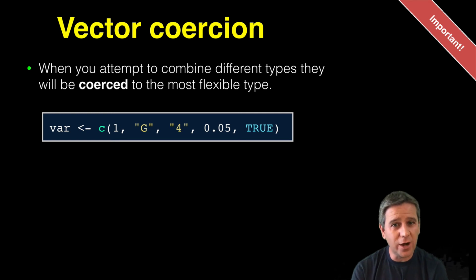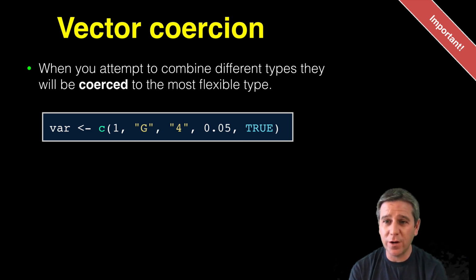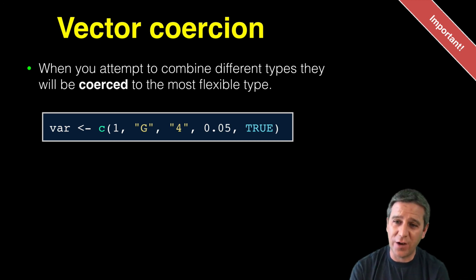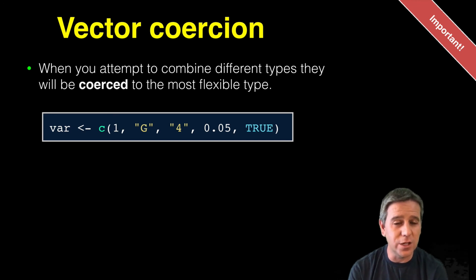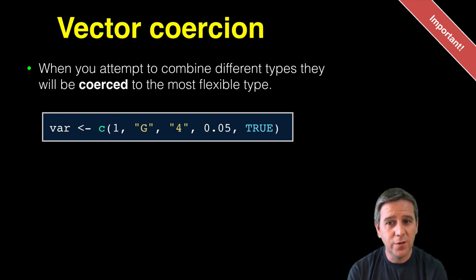It'll try and save you and convert them to the most flexible data type. But this might not be what you want. Most times that's going to convert them to character strings. Like in this case, I have a number 1, and then a character G, and then a 4 here, but I've got the quotes around it, so it's actually a character 4. Then I have a number 0.05, and then a logical, one of these true-false Boolean values.